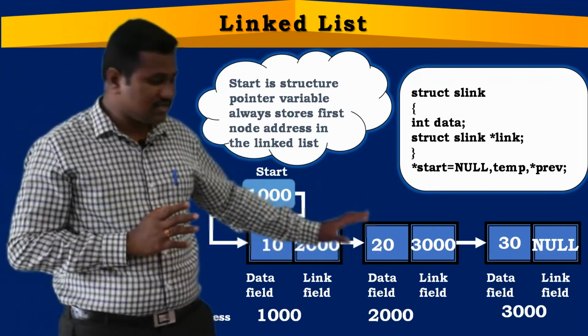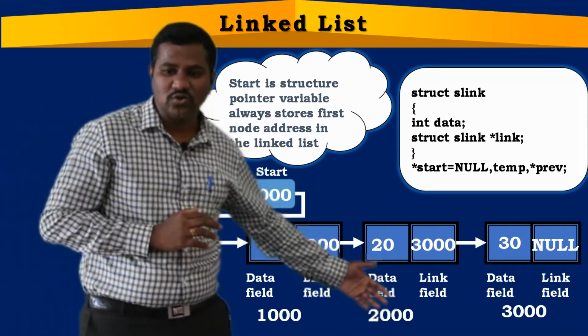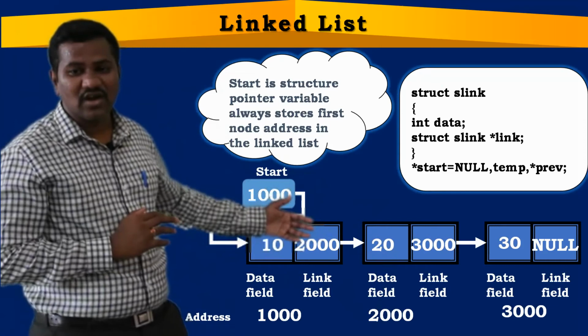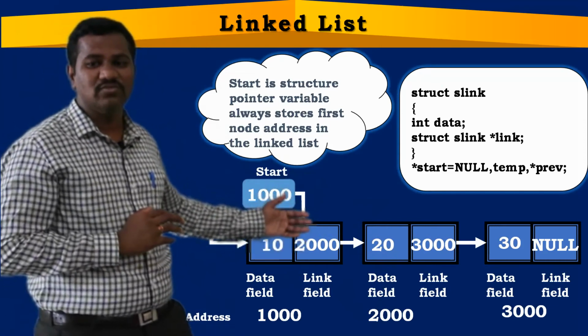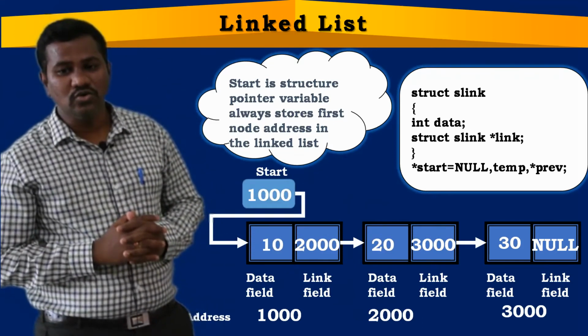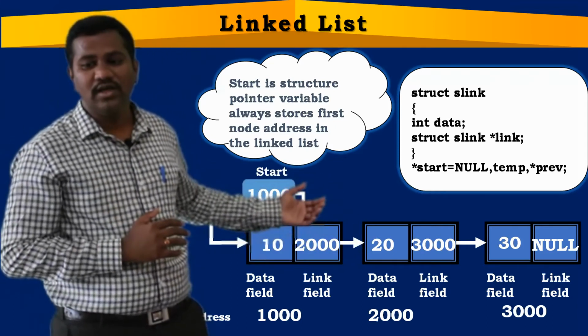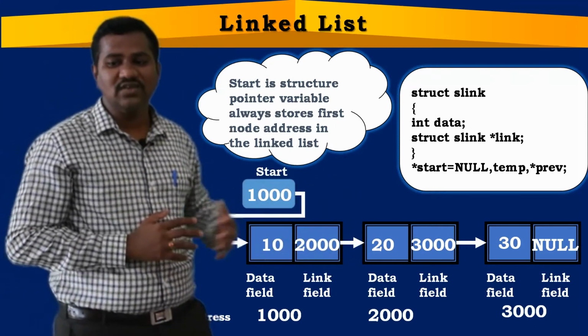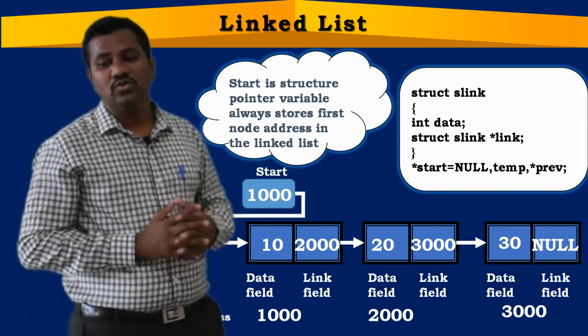Now what happens is I would like to store this 2000 address in the link part of the first node, so that there will be a link from 1000 node to 2000 node, after storing the address of the second node in the first node.